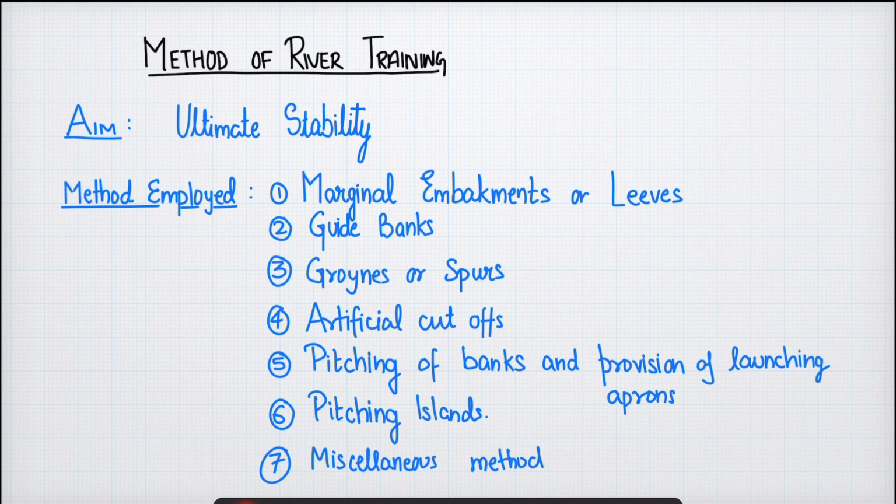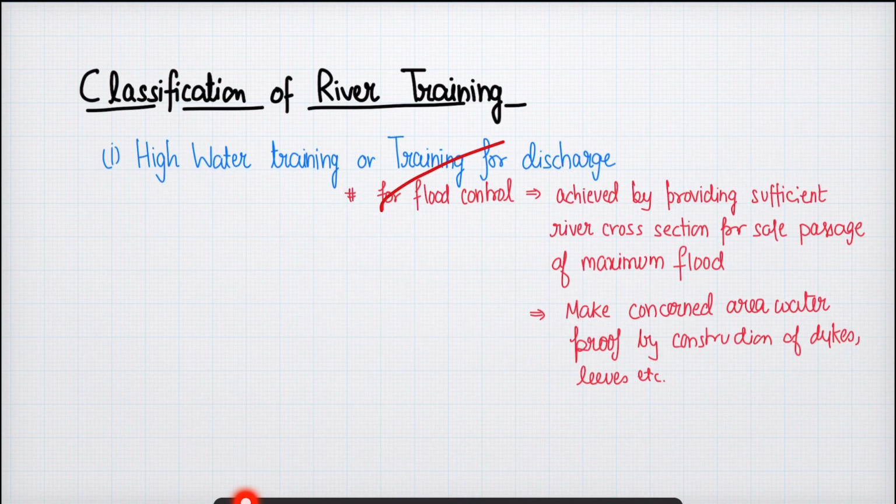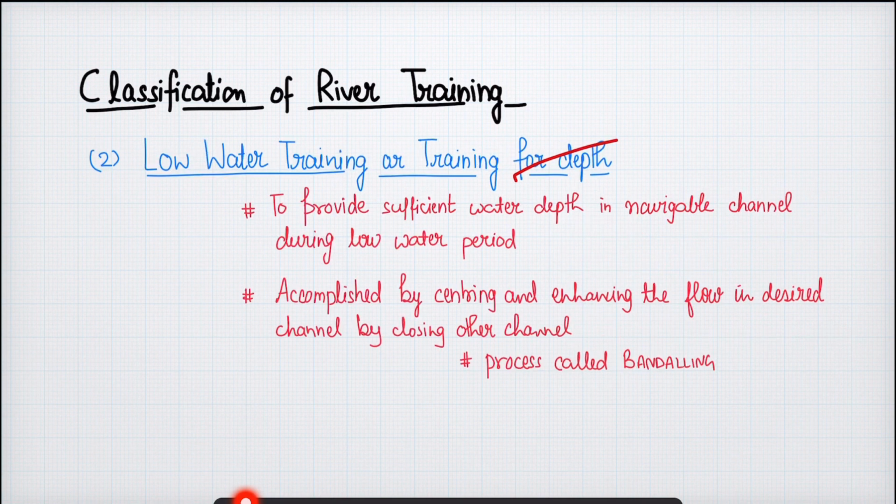So how is this river training achieved? There are a lot of structures that are constructed to fulfill the river training work. The overall aim of river training work is to ensure ultimate stability. Now, if we do not control the flood water, then the channel is unstable. If we do not ensure that the minimum water depth is there so that the channel can be navigable and a proper waterway can be ensured, then again the channel is unstable.